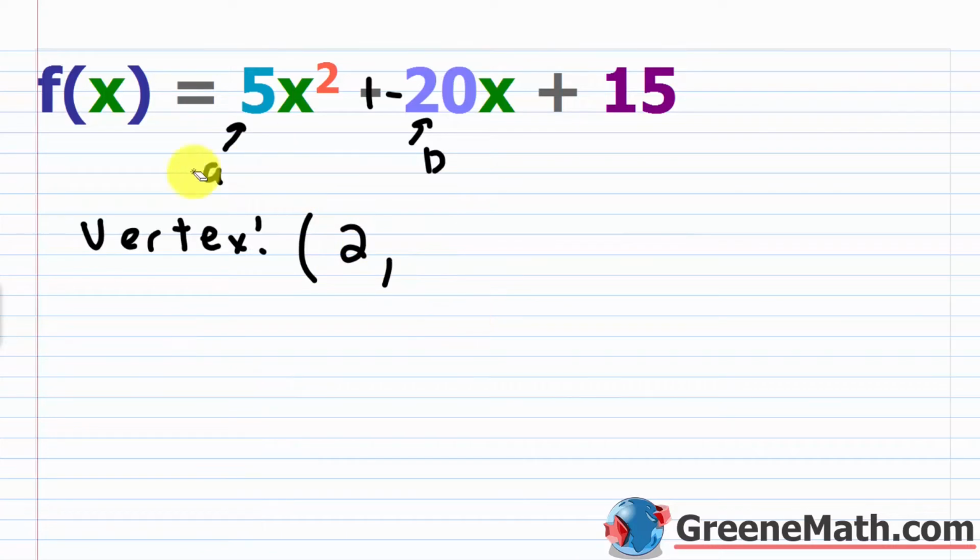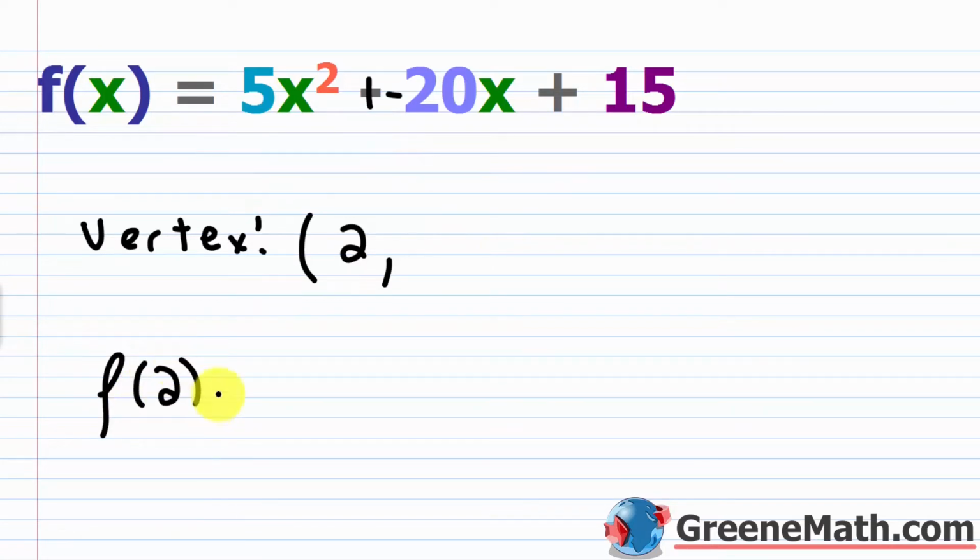And then what we want to do is plug this in for x to find out our y coordinate. So in other words, we want to just know what is f of 2. So we would have 5 times 2 squared, which is 4, and then plus, you'd have negative 20 times 2, which is negative 40, and then plus 15. So I'll do 20 plus 15, which is 35, and then 35 plus negative 40 is negative 5. So this would be negative 5. So your vertex occurs at 2 comma negative 5.